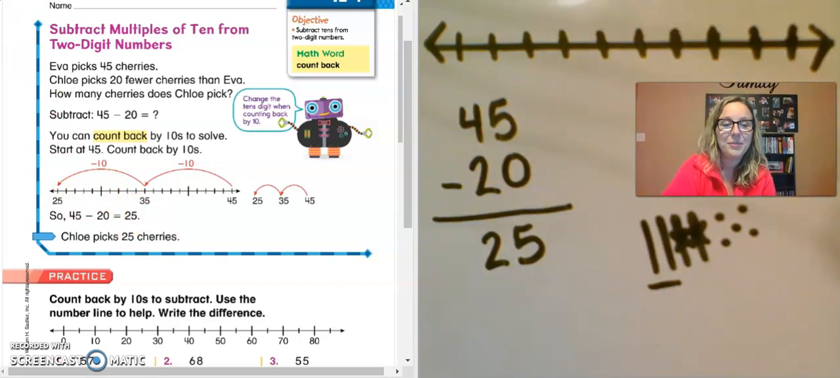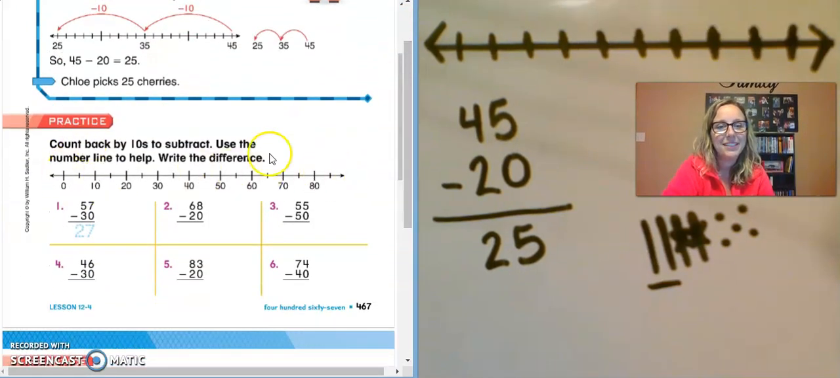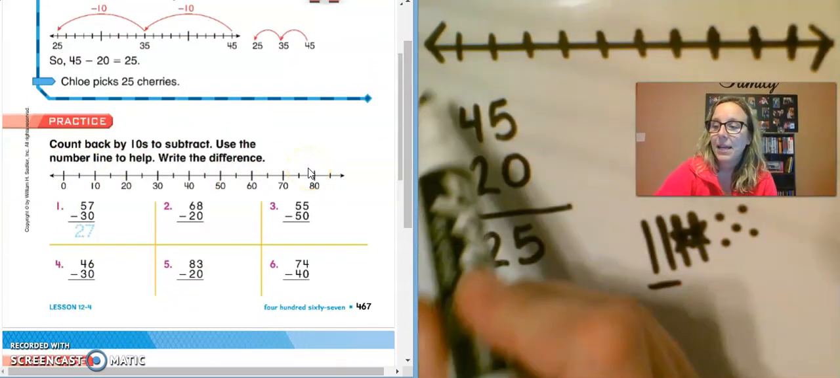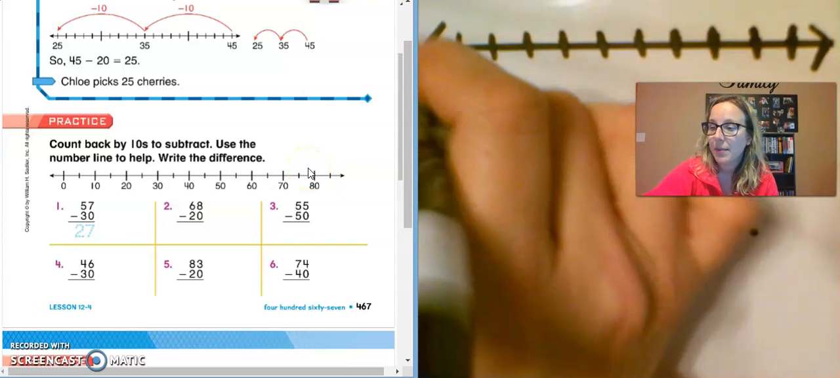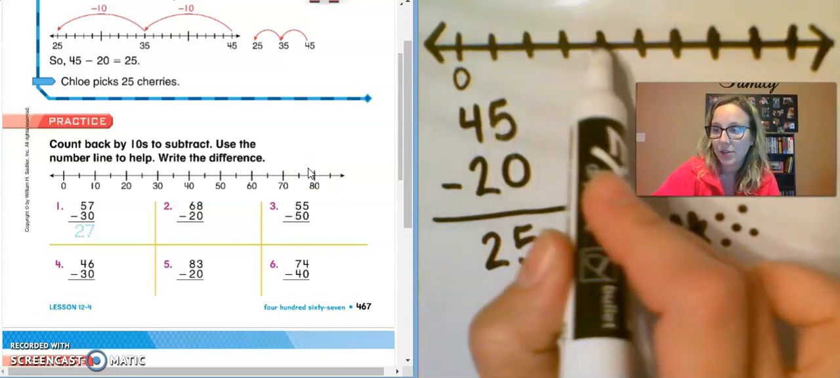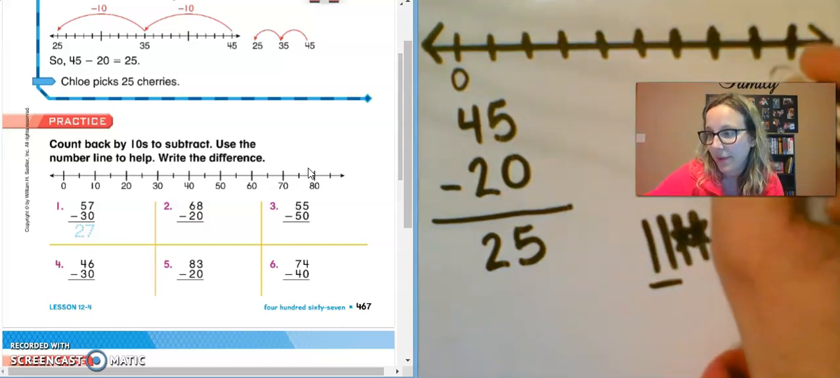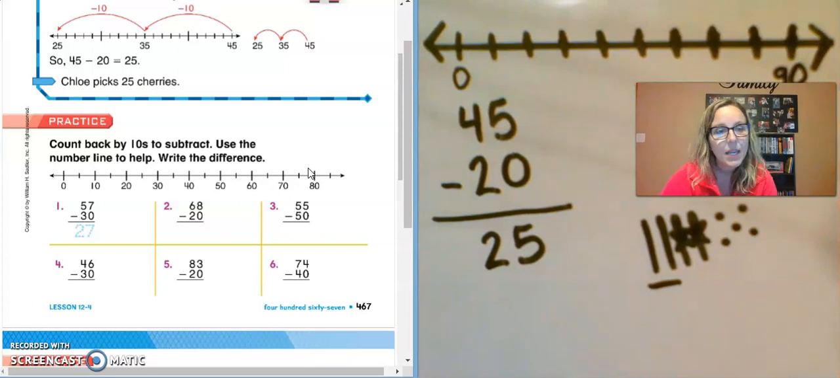All right, so if we move down now to the practice questions, you can see that they have a number line here for you that starts at 0 and ends at 80. And I have a number line here that I'm going to have start at 0, and then it would go 10, 20, 30, 40, 50, 60, 70, 80, 90. Okay? So let me get this one erased.